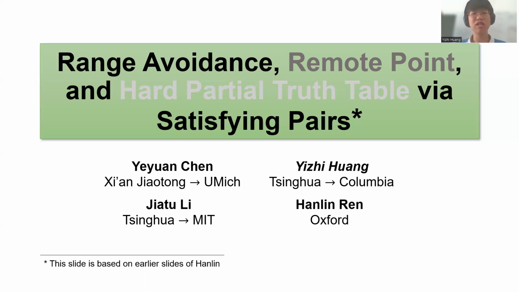Today, I'll focus on range avoidance, briefly mention remote point, and not discuss hard partial truth table. For results about hard partial truth table, please refer to Hanlin's talk at Simons Institute. This slide is also based on earlier slides of Hanlin and is modified by Jiatu.